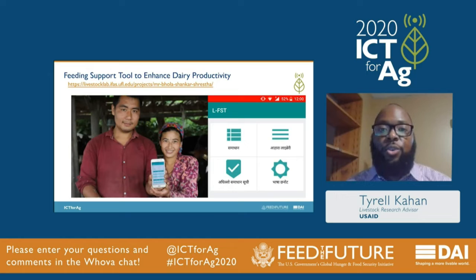And you are able to plug in what types of feeds are available. You're able to put in a price point in order to determine the lowest cost ration that will provide a full balanced diet out of what you have. And then it allows you to actually project the amount of milk that you produce using that feed. So again, it empowers farmers using locally available feeds to improve the productivity of their herds.